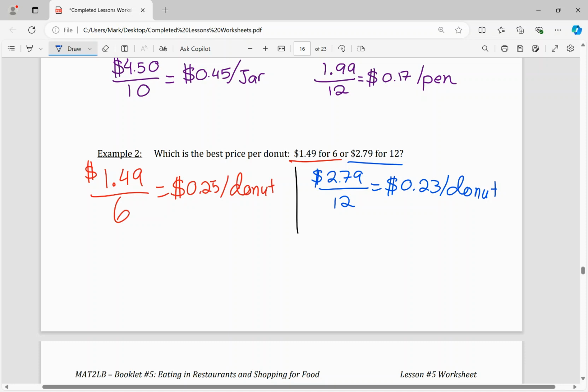Sometimes they make a mistake or they're trying to be a little sneaky on you. Now, I would recommend buying the pack of 12, but only if you have enough people to eat 12 donuts. It doesn't matter if it is cheaper per donut if the food goes to waste, right? Because at the end of the day, you are spending more money even if you're getting more product.